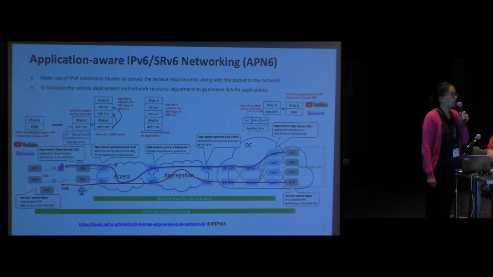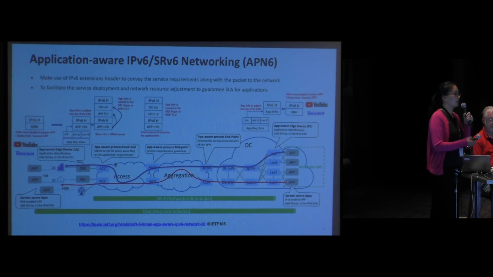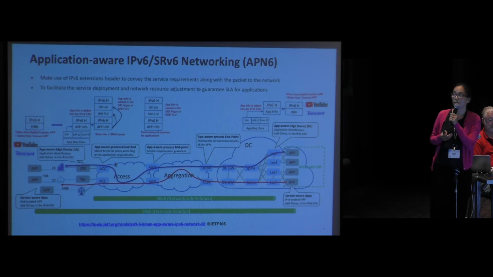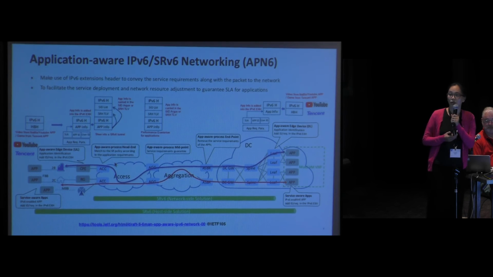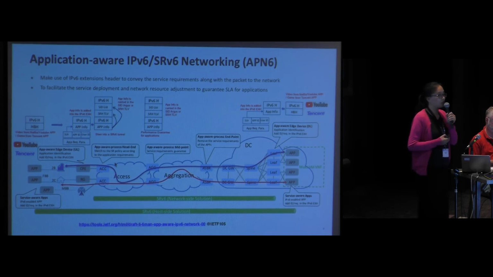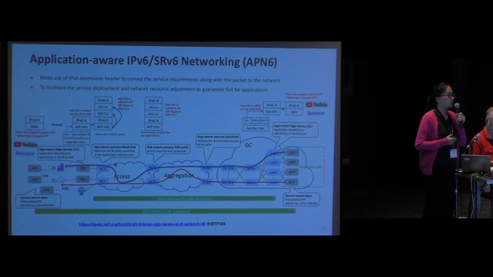We call it APN6. So basically, we are making use of the IPv6 extension headers to convey some information from the applications into the network. So the network could make the fine granular traffic operations to do, for example, the network resource adjustment to guarantee the SLA. So it could be applied to, for example, the fixed mobile broadband, like the 2B, 2C scenarios, and also the mobile broadband.